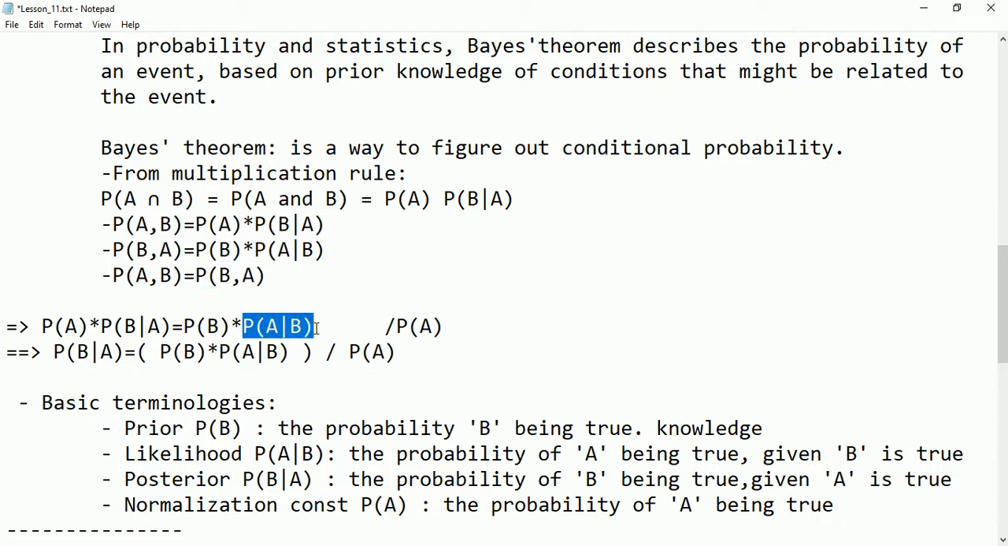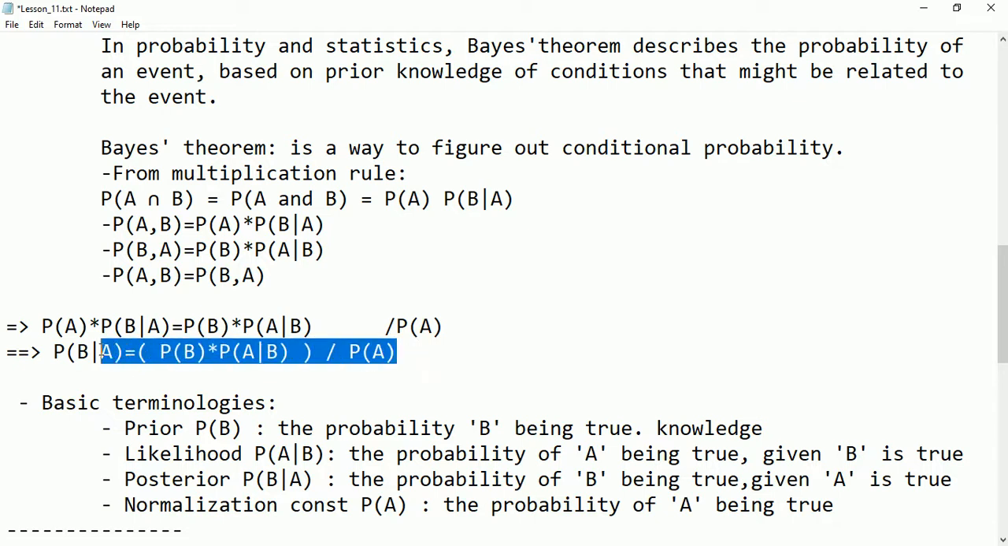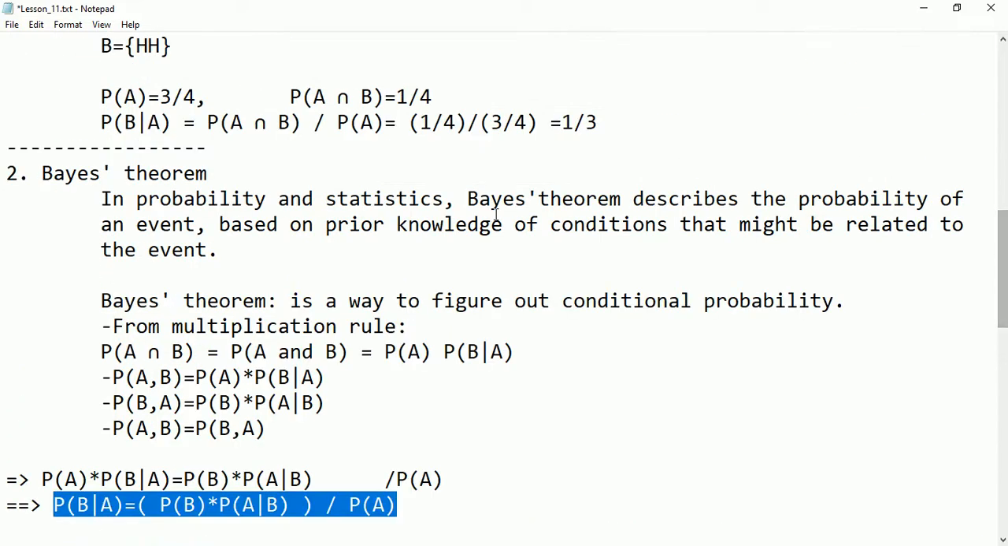So this is probability of A into probability of B given A, and on this side probability of B into probability of A given B. Now if we divide both sides by probability of A, what do we get? Probability of B given A is equal to, because this will be cancelled with this one, so only this part will remain on the left. On the right we have probability of B into probability of A given B divided by probability of A. So this is called the Bayes theorem or Bayes formula.